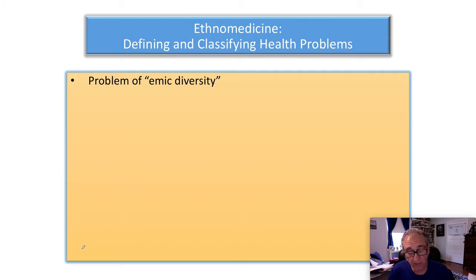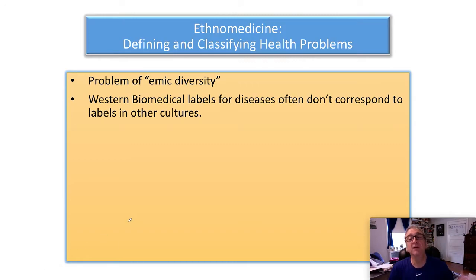So this problem of emic diversity creates problems for anthropology. Western biomedical labels for disease often don't correspond to the labels of other cultures. We're going to talk more about that a little bit later, how these Western biomedical labels for diseases don't really correspond to labels in other cultures.